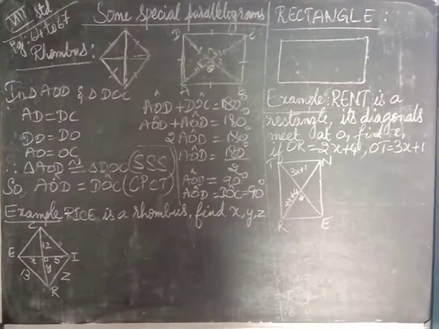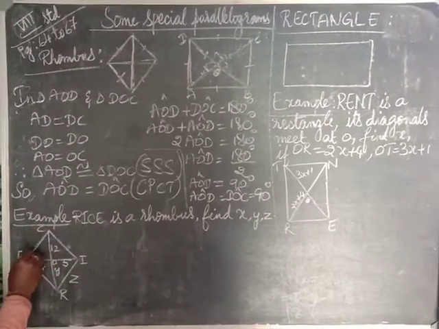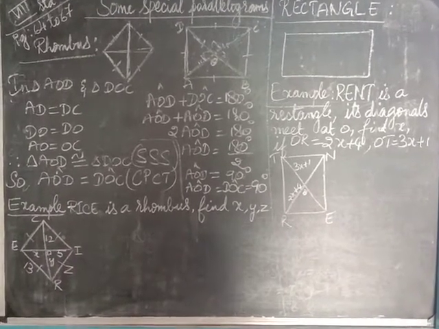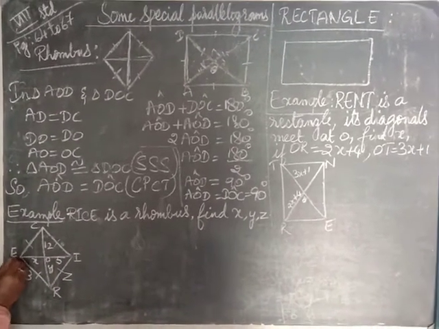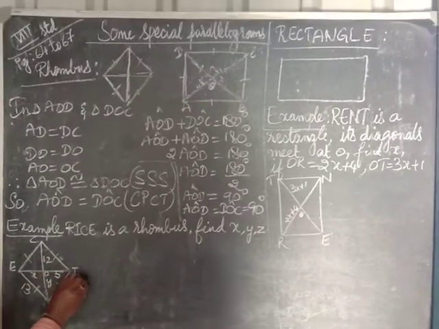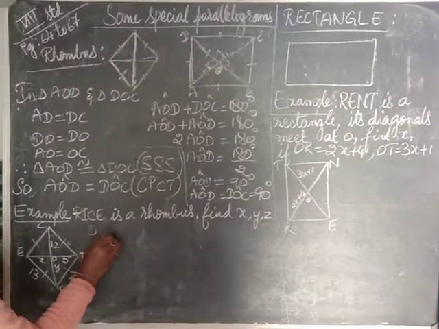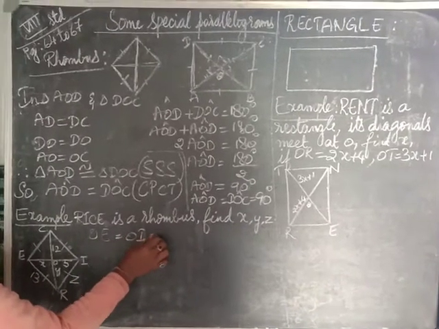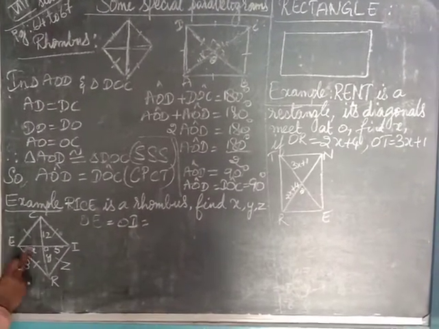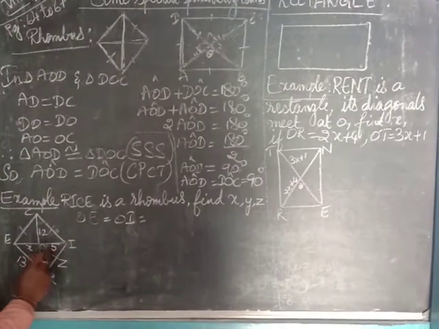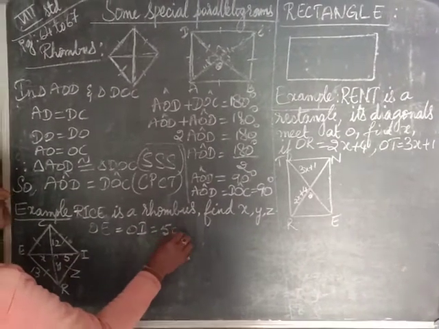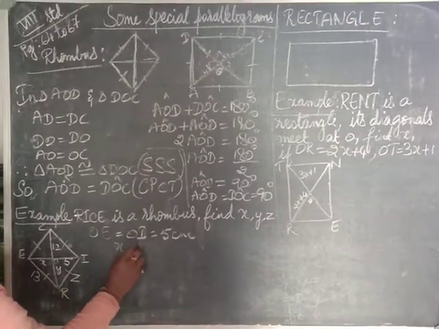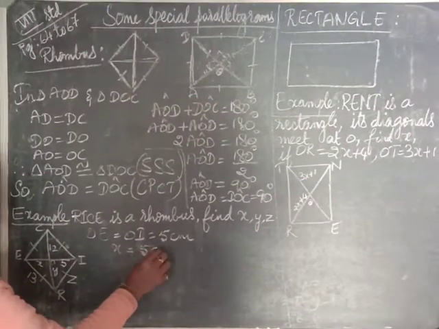According to the properties, we know that in a rhombus all the sides are equal. Okay children, and here we know that EO is equal to OI. EO is equal to OI is equal to how much? 5 centimeter, correct? So that means OE is nothing but X, therefore X is equal to 5 centimeter.